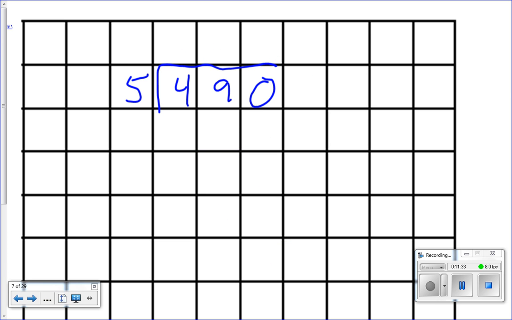All right, so let's look at 490 divided by 5. 5 cannot go into 4, but it can go into 49. But the question is how many times? Here's how I would think about this one. 10 times 5 is 50. So that's too much. I know 10 is too much. Let's think about 9. 9 times 5 is 45. So that'll work.